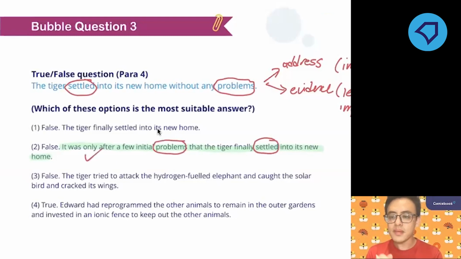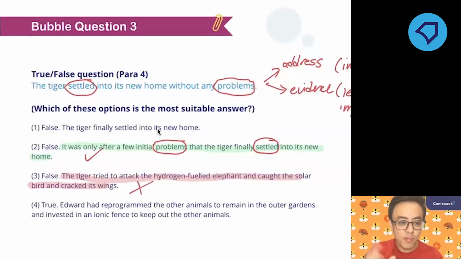Number 3 is very good evidence. Number 3 is great evidence. The tiger tried to attack the hydrogen-fueled elephant and caught the solar bird and cracked his wings. Yes, evidence, but evidence alone doesn't get you the mark. Evidence must be given with the address. If you give the address alone, you may still get the marks, but if you give the evidence alone, you don't get the marks. You get what I mean?